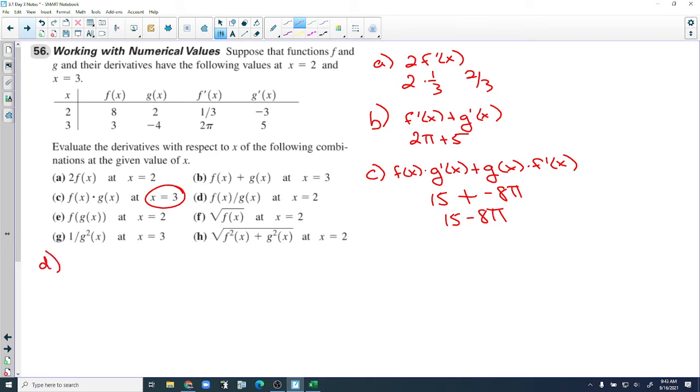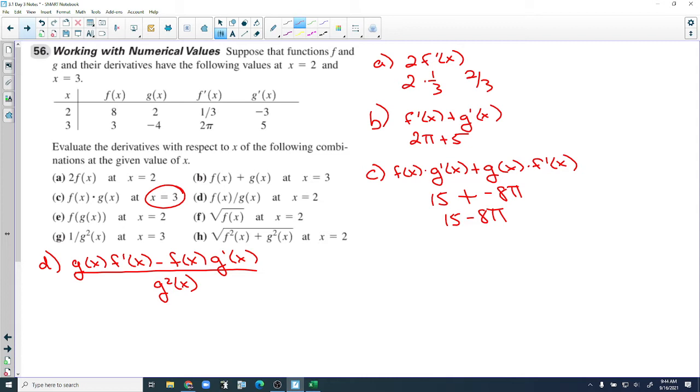Letter D, that's the quotient rule. Now bottom times the derivative of the top minus the top times the derivative of the bottom over the bottom squared, g squared of x. So there's the quotient rule.